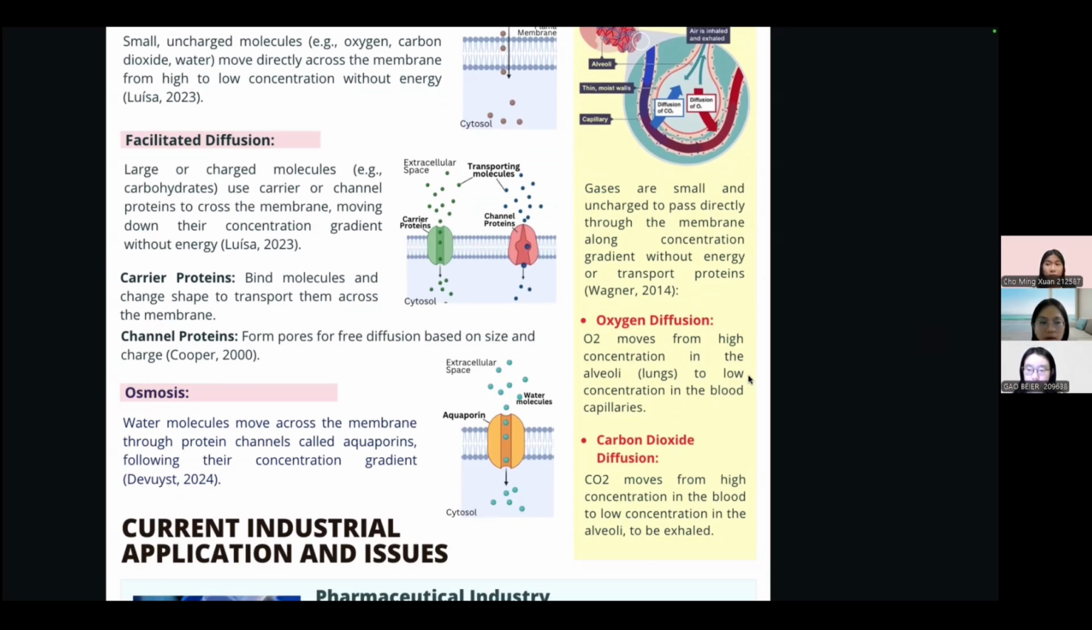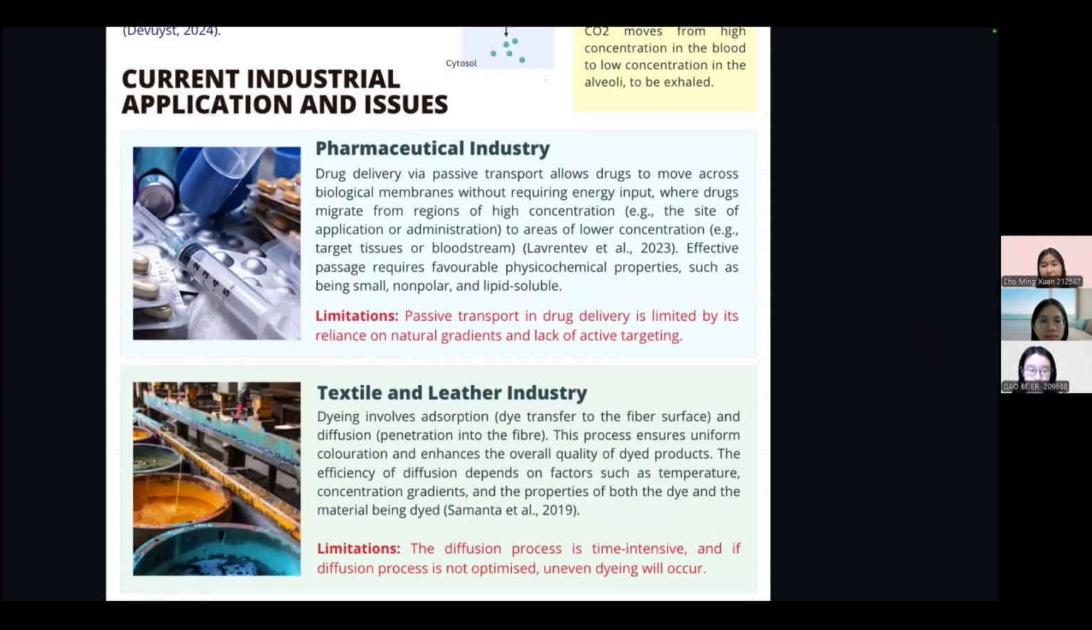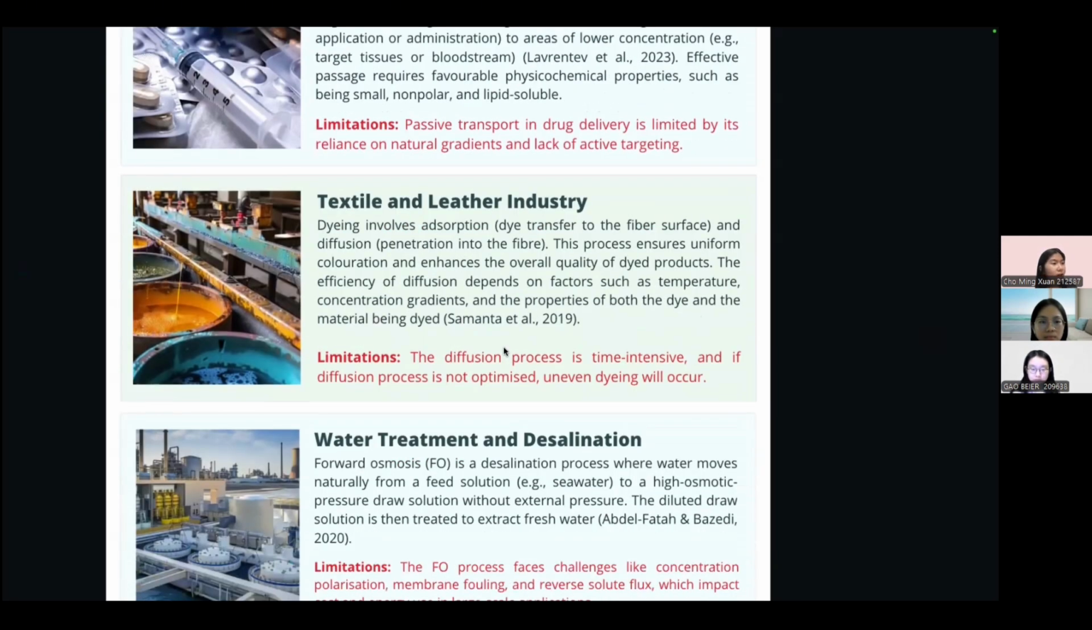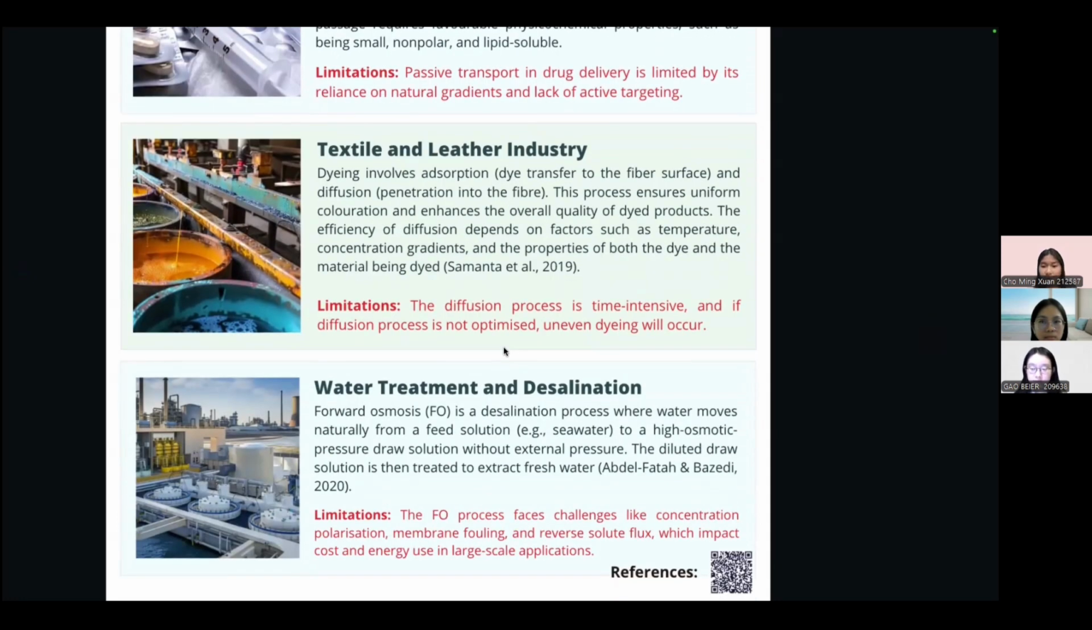And now we are focused on the application. Being a simple and energy-efficient process, passive transport is widely used across many industries. So for instance, in pharmaceuticals, passive transport aids drug absorption in the body through oral or topical application. And then in textile and leather industry, it facilitates dye penetration into fibers, producing vibrant and colorful fabrics. And in water and desalination treatment, passive transport facilitates the purification of water for human consumption. Other than those mentioned here, passive transport is also widely utilized in cosmetics, the food and beverage industry, and beyond.